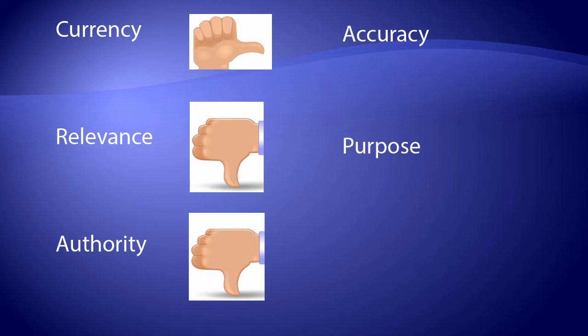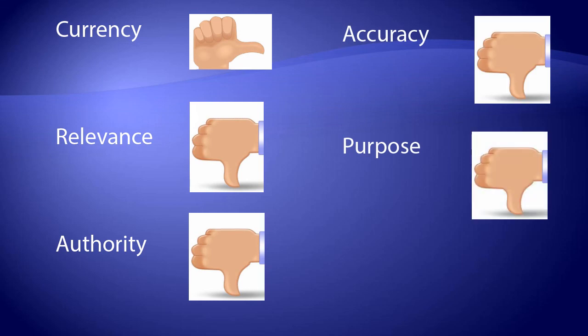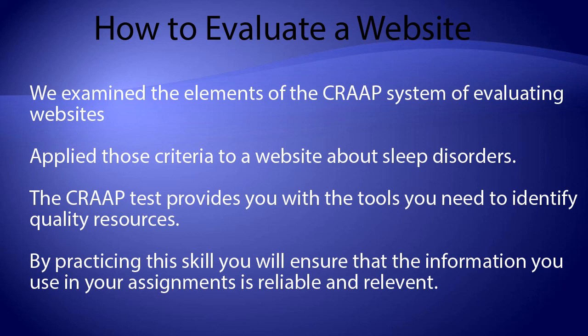So once you've looked at each element of the CRAP system, you'll need to make an overall evaluation of the website. In this case, the website would most likely not meet your needs for use as a source in your assignment. So, to review, we examined the elements of the CRAP system of evaluating websites and applied them to a website about sleep disorders. The CRAP test provides you with the tools you need to make sure that the websites you choose are quality and, well, not crap. By practicing this skill, you ensure that the information you use in your assignments is reliable and relevant.